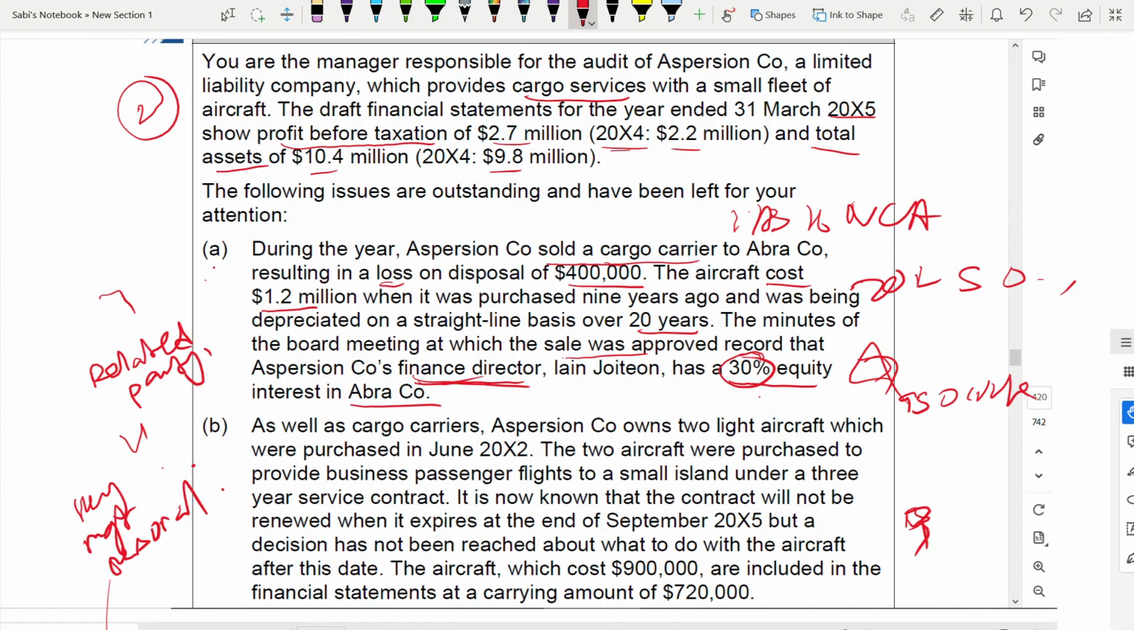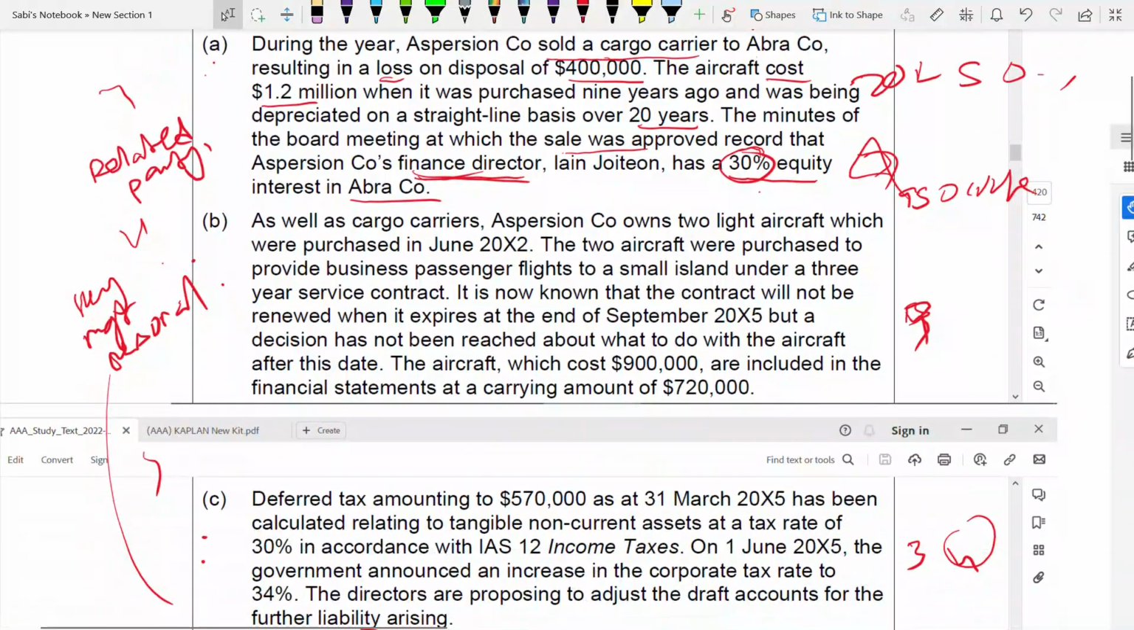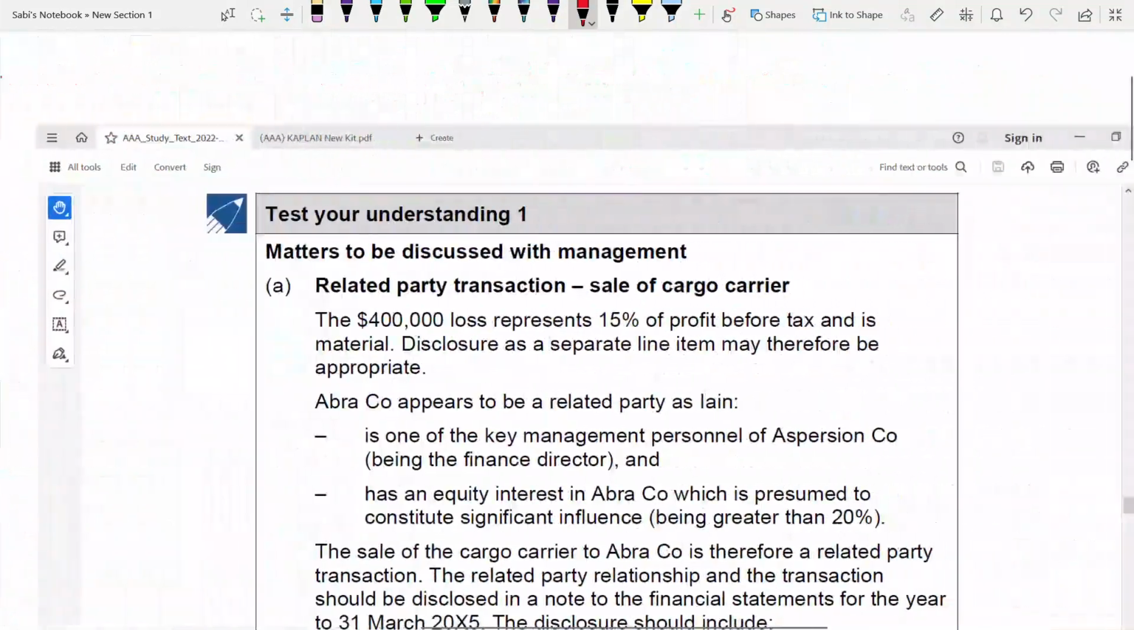First thing is, always check materiality, whether something is material or not. After this, you will decide on your action: whether to disclose, whether to inform management, what to do, what not to do. Everything starts with materiality. This is not only for A, it's for A, B, and C all. Remember these steps forever. Now we'll see the answer.